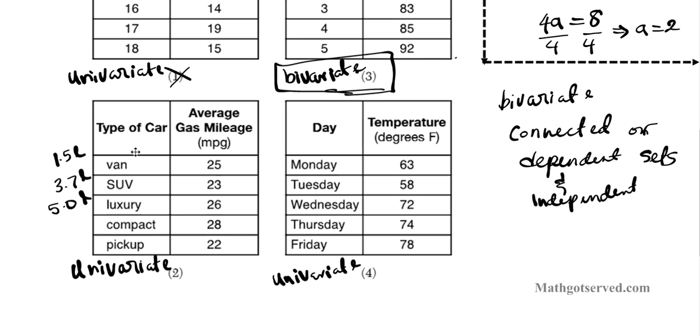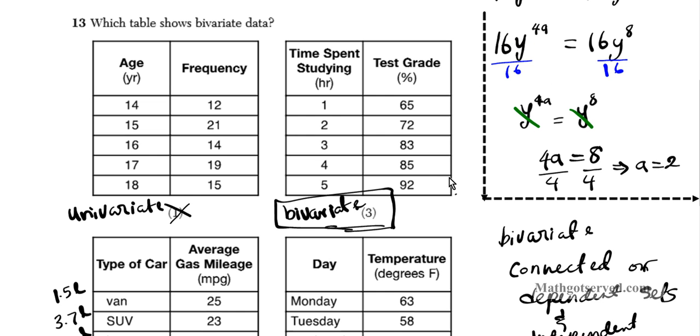But just the type of car is not a direct correlation. So this is univariate. Days and temperature, the day of the week doesn't tell you anything about the temperature. So this is univariate because there isn't a direct dependent and independent relationship. So the only bivariate data set here is time spent studying and test grade, because they're dependent on each other. Your test grade is dependent on how much studying you do. So you have a bivariate data for option number 3.